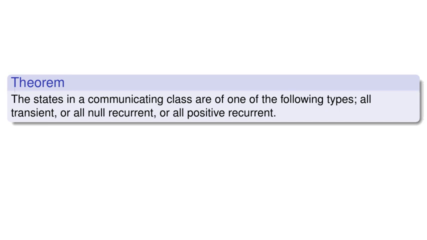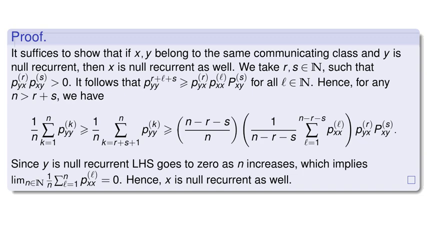We now arrive at a central theorem. The states in any given communicating class are all of the same type. That is, they are either all transient, or all null recurrent, or all positive recurrent. To prove this, it's sufficient to show that if x and y belong to the same communicating class and y is null recurrent, then x must also be null recurrent. We've already shown transience and recurrence are class properties.